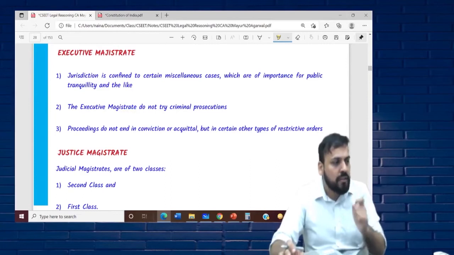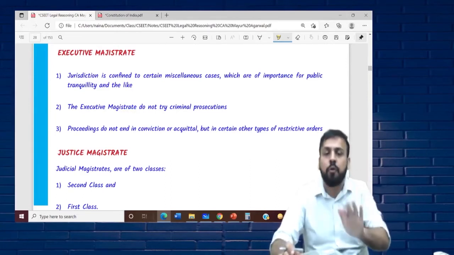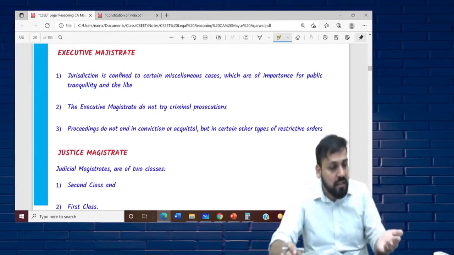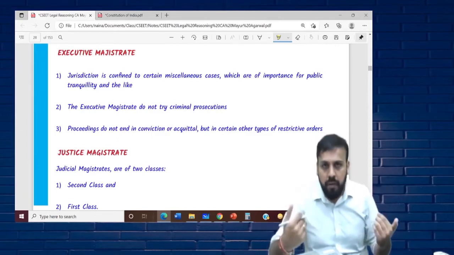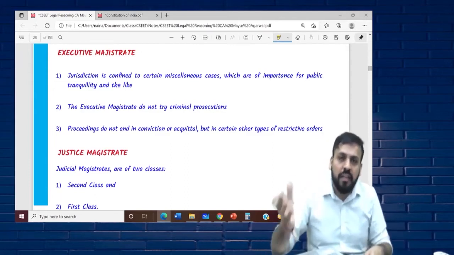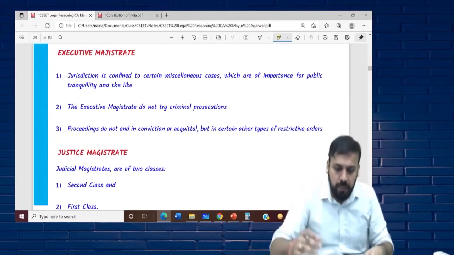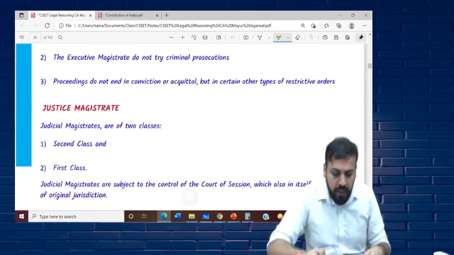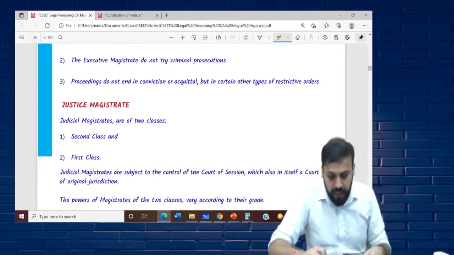Tell them to pass the order because the public tranquility or the public peace should not be disturbed. So this decision is taken by the executive magistrate. But once the crime is done, once wrong is done, the decision is taken by the justice magistrate or judicial magistrate, in which there is second class and first class.